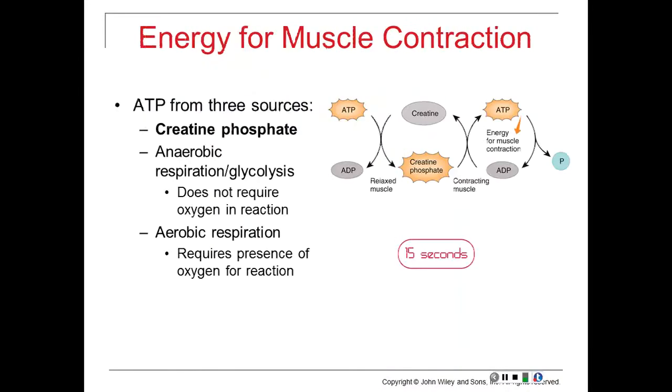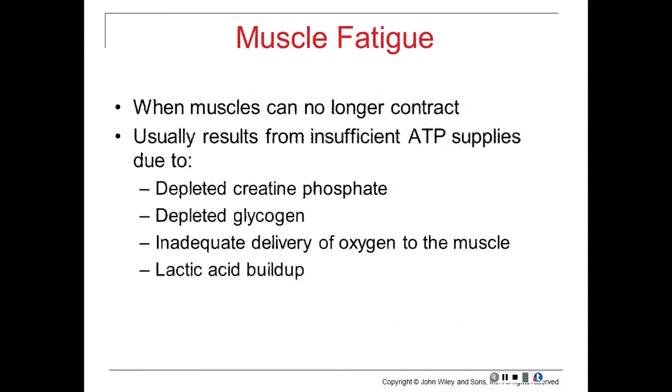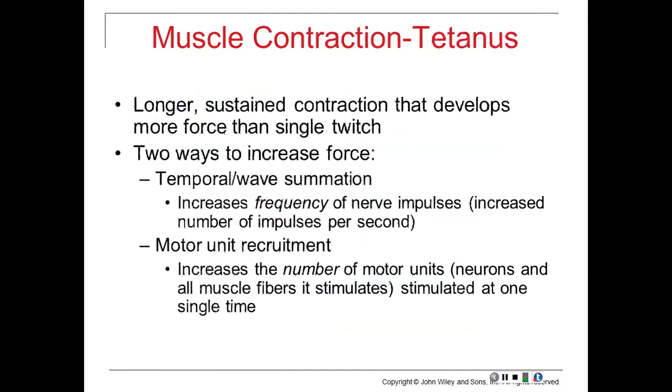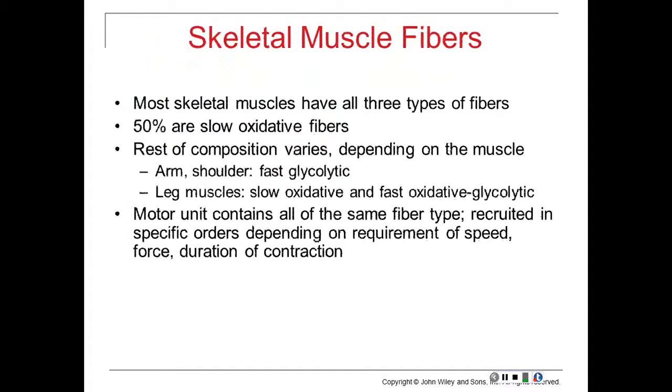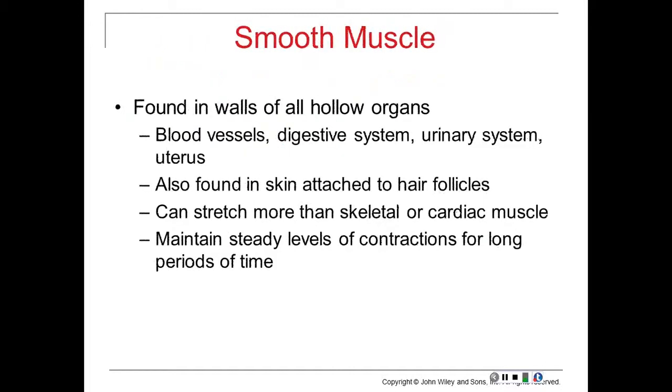So we went through all the anatomy of contraction. We talked about the different types of fibers, the different types of contractions, and we left off with smooth muscle. Smooth muscle, again, we'll talk about more when we get into the digestive system. It's found in the walls of hollow organs. So here we're talking about blood vessels, veins and arteries, the digestive system like the stomach, small and large intestine, as well as the urinary system, and the uterus. Those contractions for childbirth are all brought to you by smooth muscle.